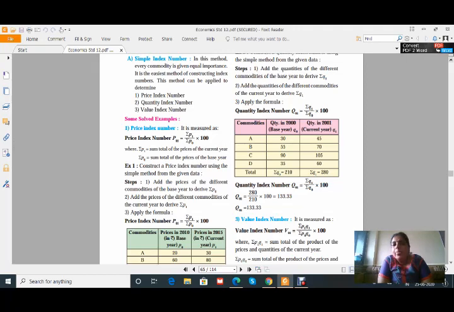For the quantity index number, commodities A, B, C and D are there. The base year is 2000, current year is 2001, and we have to take the total of summation of Q0, that is the total of the base year's quantity, and summation of Q1, the total for the quantity in 2001. After dividing this, we will get Q01, that is 133.33.